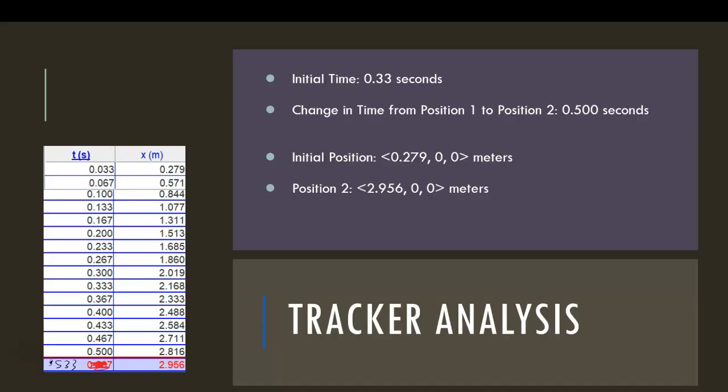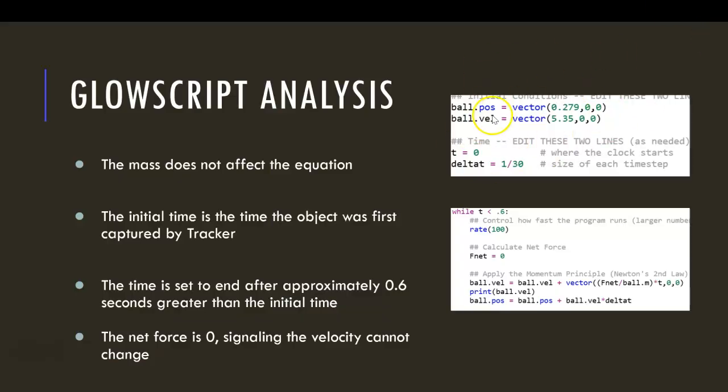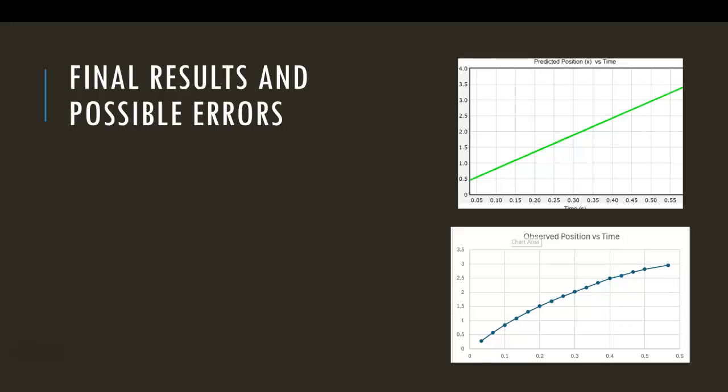I used these values to find the initial velocity, and I used the initial position in the x position as the initial position value in GlowScript, and I found that the mass does not affect the equation, so I set it to an arbitrary value. The initial time is the time that the object was first captured in Tracker, but I set it equal to 0 because the change in time was the most important value. And the time was set to end after approximately 0.6 seconds in order to allow for more room on the graph, and the net force is 0, signaling that velocity cannot change.